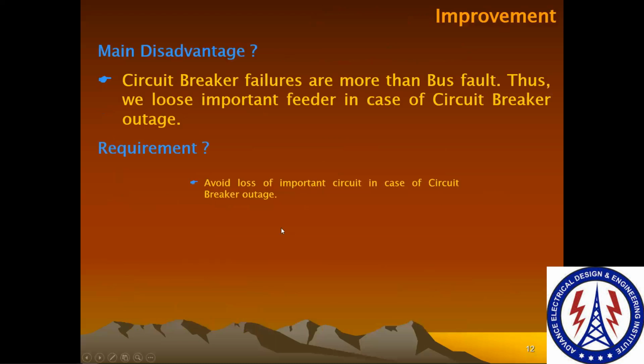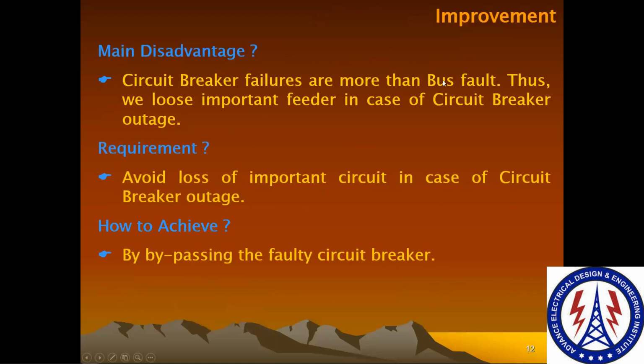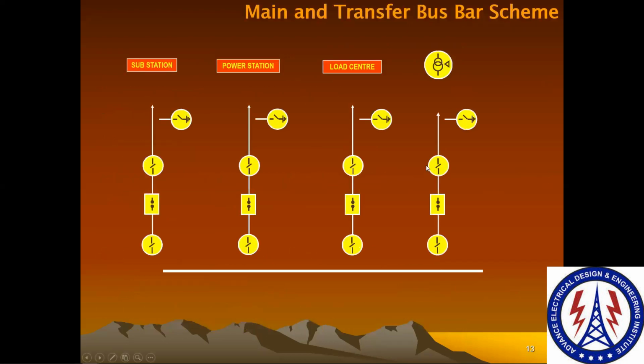So here we can make an improvement, because circuit breaker failure is more frequent than bus fault. As per case studies, it is found that circuit breaker failure is more frequent than bus fault. Bus fault is generally found in 3%, and circuit breaker failure more than that. So we need to provide a solution with which we can counter this. For that reason, we have the main and transfer bus bar scheme.